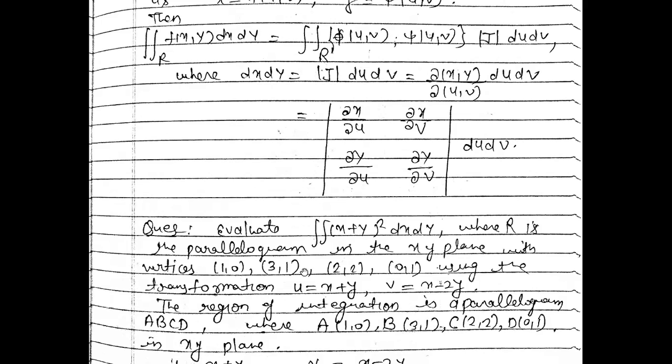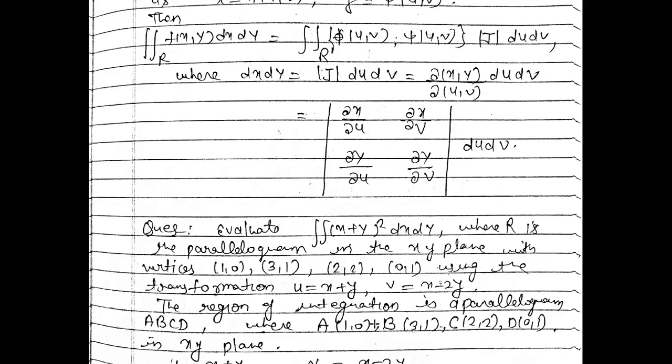So there is a question here: evaluate the double integration of (x plus y) whole square dx dy, where R is the parallelogram in the xy plane with vertices (1,0), (3,1), (2,2), (0,1). These are the vertices of your parallelogram, using the transformation u equal to x plus y, v equal to x minus 2y. So this is your new variable, and the new variables are given by the transformation u equal to x plus y and v equal to x minus 2y, right?